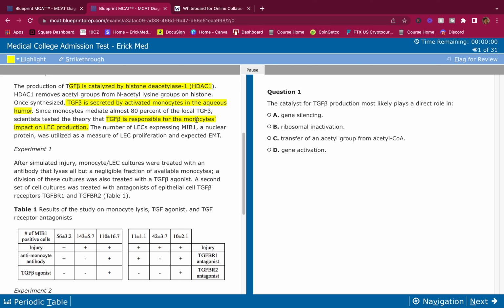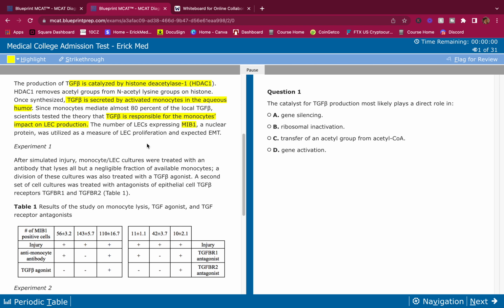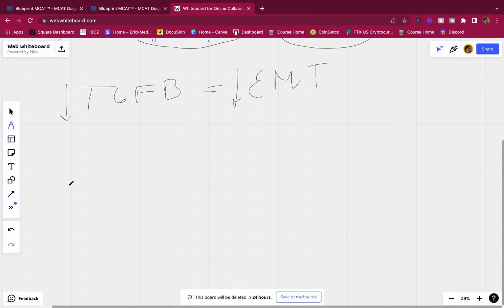TGF-beta responsible, monocytes impact on the LEC production. The number of LECs expressing M1b1, a nuclear protein, was utilized as a measure of LEC proliferation and expressed EMT. Okay, so what's M1b1 mean? M1b1 is a marker to see how many LECs we have. If we have a lot of M1b1, we have a lot of LECs. So if this was my paper, I would say, boom, high M1b1 equals high LECs. Okay.